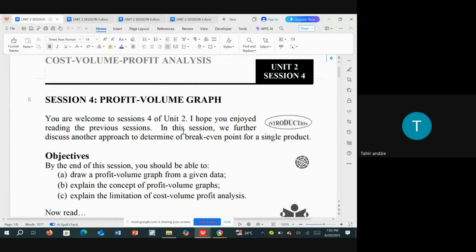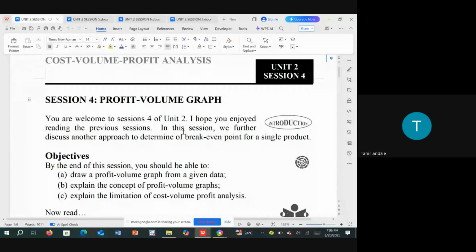We are quickly going to look at the profit volume chart. Now, we have been taught how to draw the traditional break-even chart on a graph sheet. But the weakness of the traditional break-even chart is that you cannot actually depict the profit or loss at various levels on the chart, unless you look at the total revenue and total cost, then you deduce the profit. So the traditional break-even chart has that particular challenge.